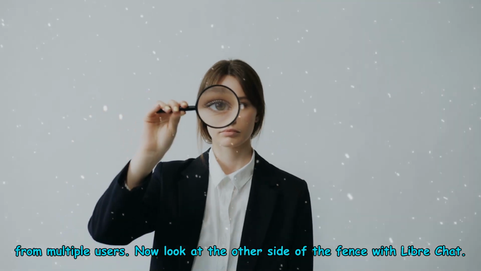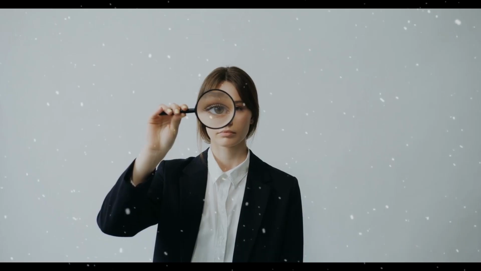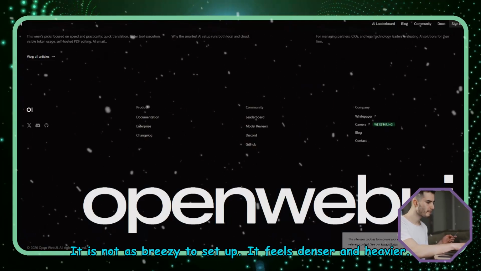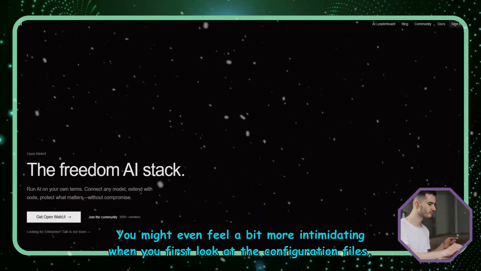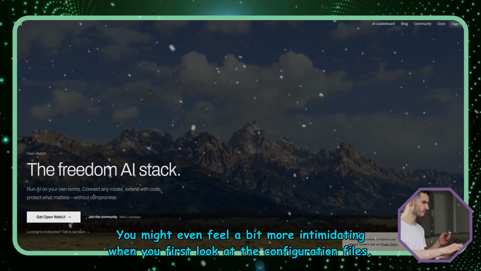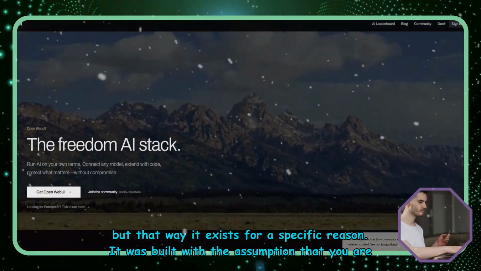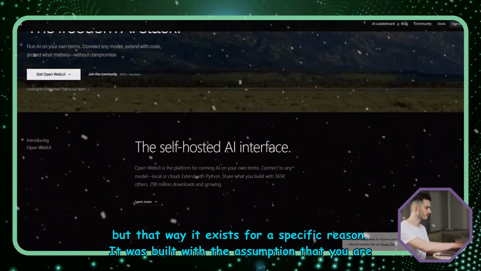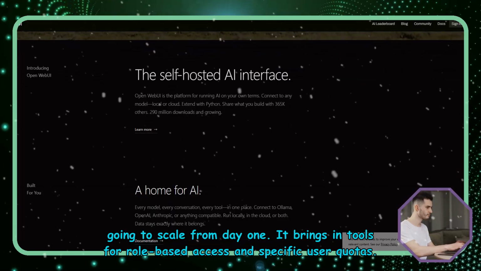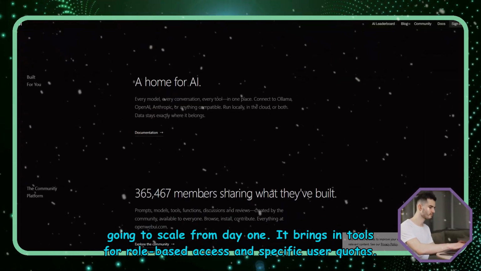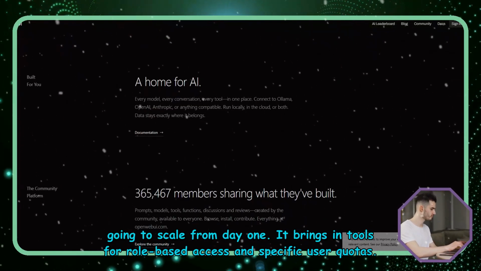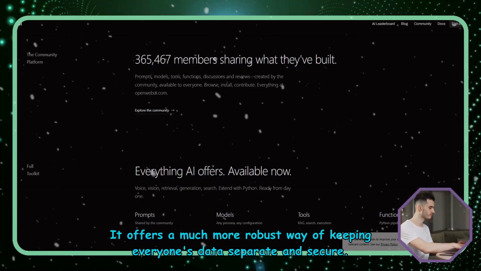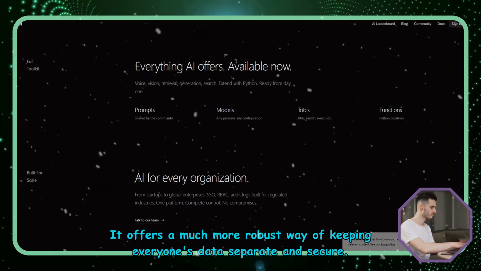Now look at the other side of the fence with LibreChat. It is not as breezy to set up. It feels denser and heavier. It might even feel a bit more intimidating when you first look at the configuration files. But that weight exists for a specific reason. It was built with the assumption that you are going to scale from day one. It brings in tools for role-based access and specific user quotas. It offers a much more robust way of keeping everyone's data separate and secure.